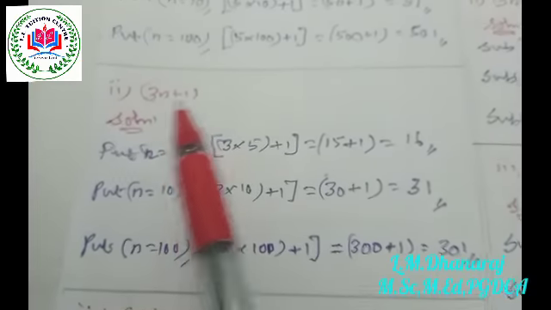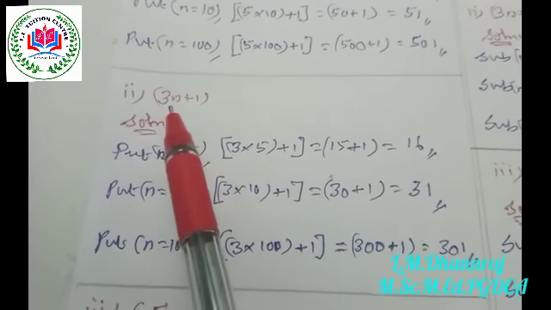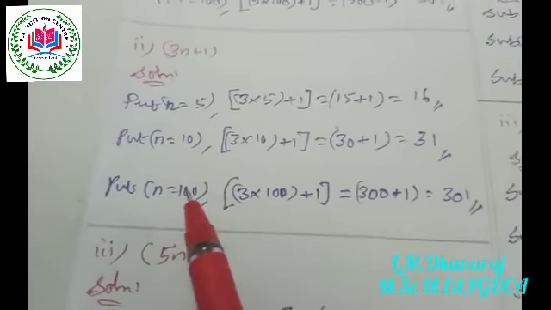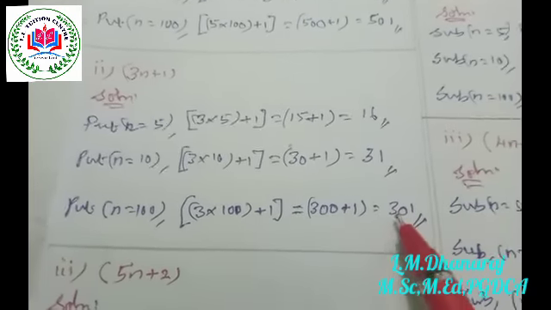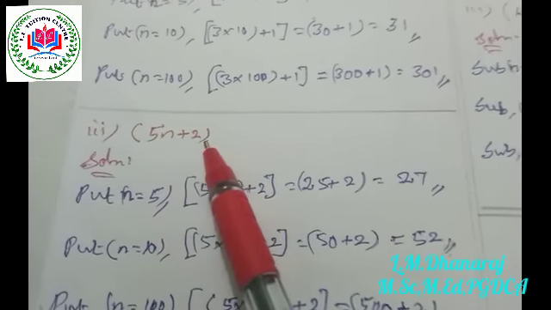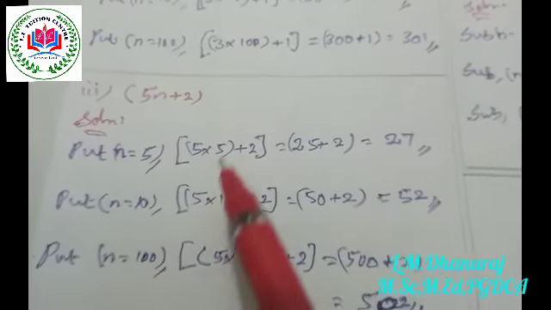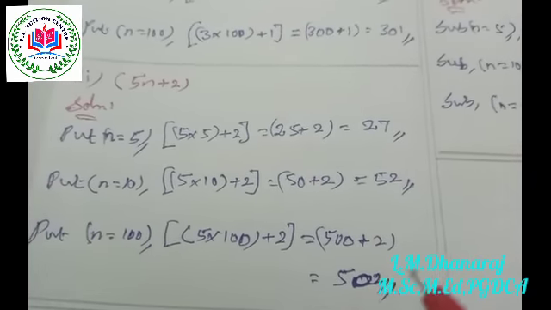So the same pattern has to be followed for the second subdivision also. But the given formula is 3n plus 1. So instead of n, we have to replace 5 and 10 and 100. As a result, we will be finding 16, 31 and 301. Similarly, for the third subdivision, the given formula is 5n plus 2. So instead of n, we have to replace 5, 10 and 100. So the results are 27, 52 and 502.